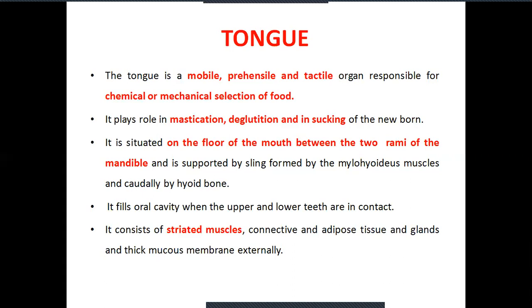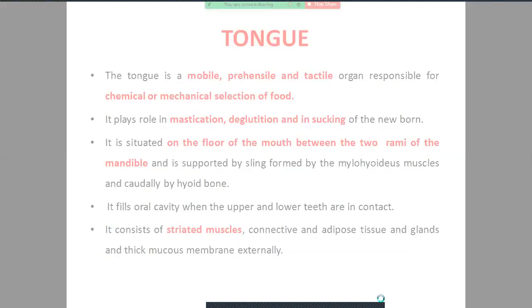Here, if you see the next thing, the picture of the tongue. There is some network issue.